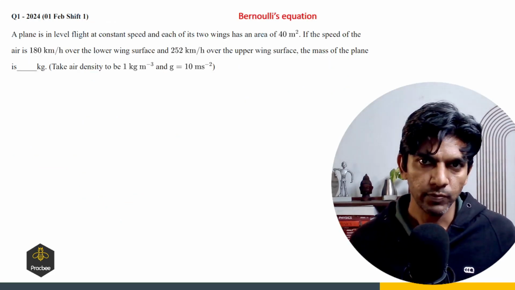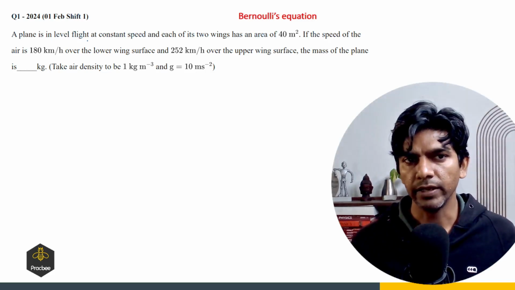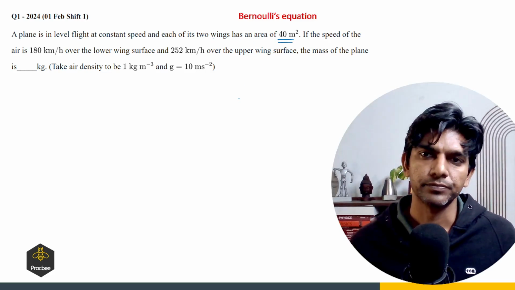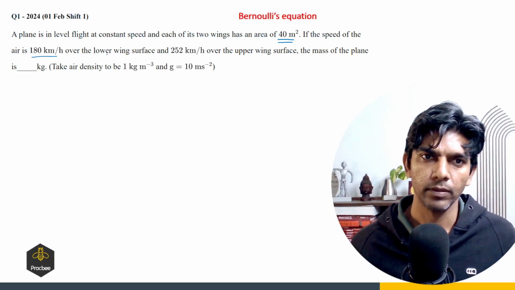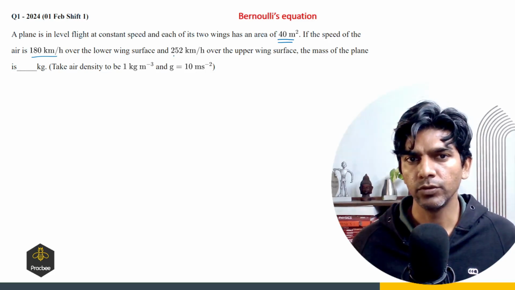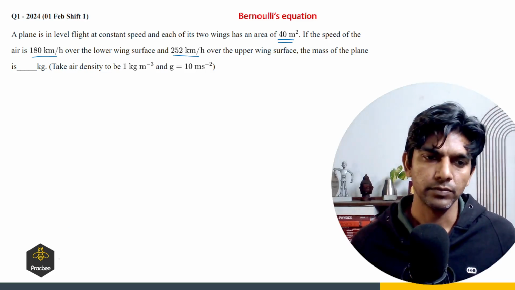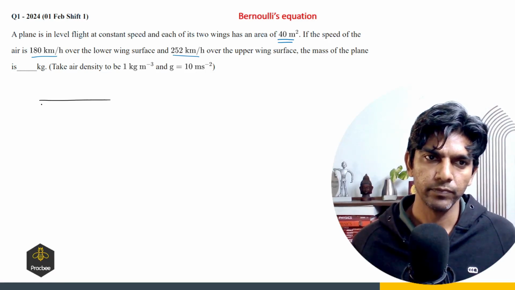Right, so the next question is based on Bernoulli's equation. A plane is in a level flight at a constant speed, and each of its two wings has an area of 40 square meter. If the speed of the air is 180 kilometers per hour over the lower wing surface and 252 kilometers per hour over the upper wing surface, the mass of the plane is... So what they are saying, let us say we have the wings.